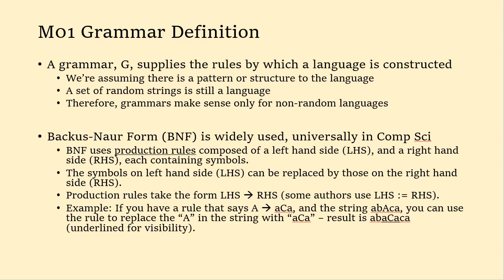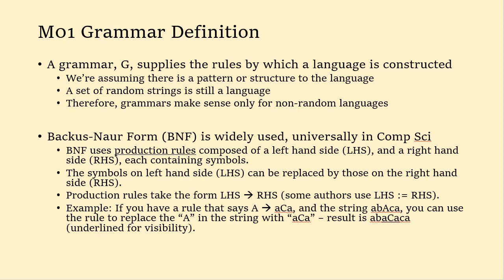In English, the pattern is noun, verb, object, right? That's the basic pattern. Subject, verb, object. Subject being a noun phrase, verb being a verb phrase, object being another noun phrase. That's a standard short form grammar for one form of English sentence. So we assume when we make these grammars that there's a pattern or structure to the language. A set of random strings is still a language, but it's pretty hard to make a grammar for it, unless the grammar just basically enumerates all of the random strings that you included in your language.